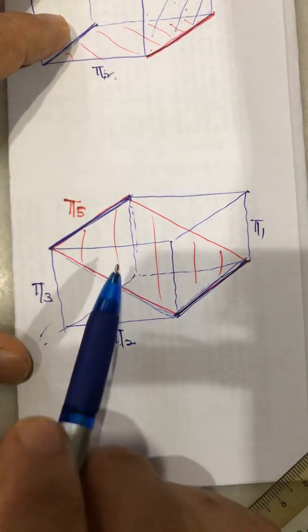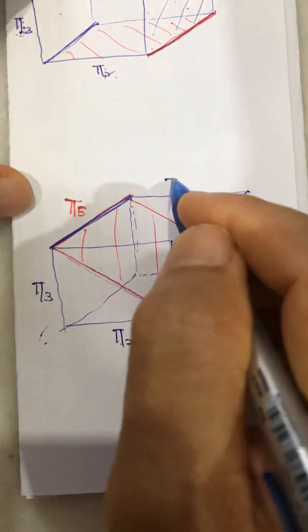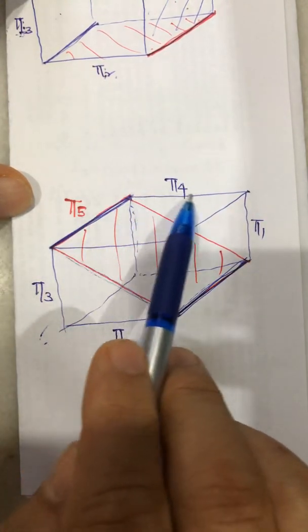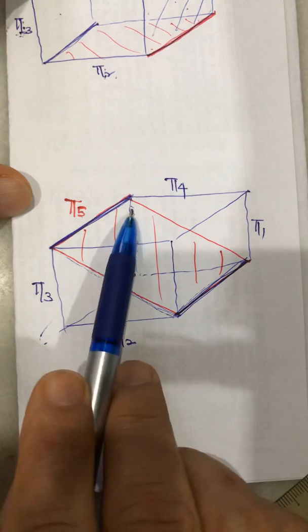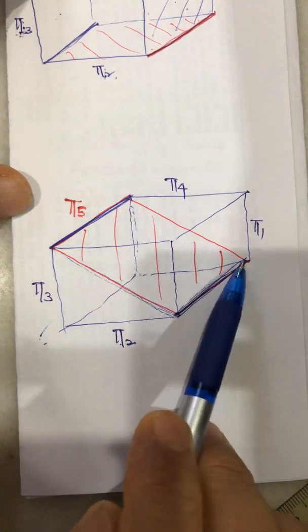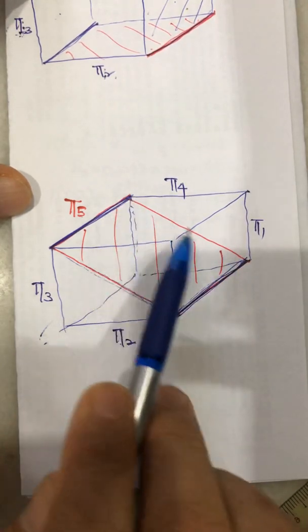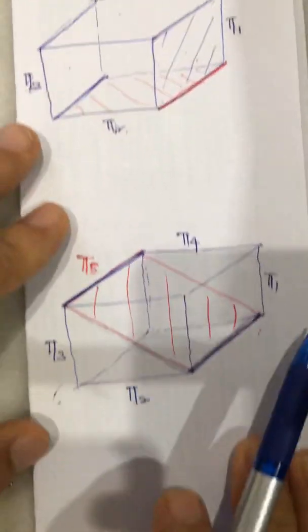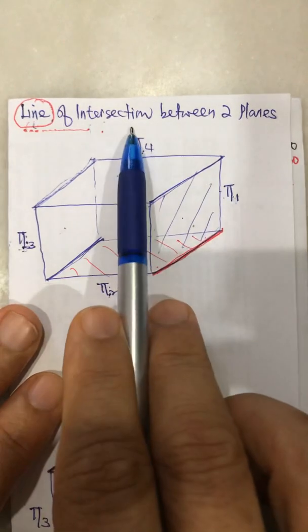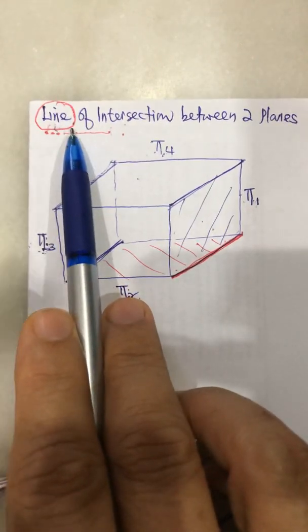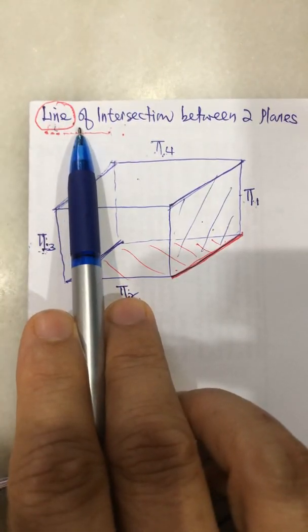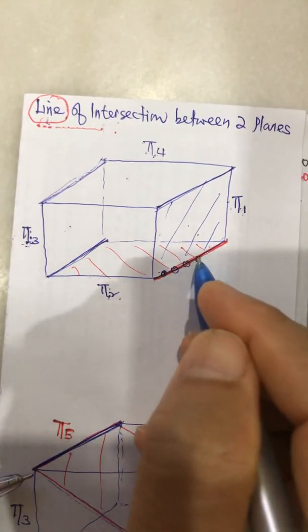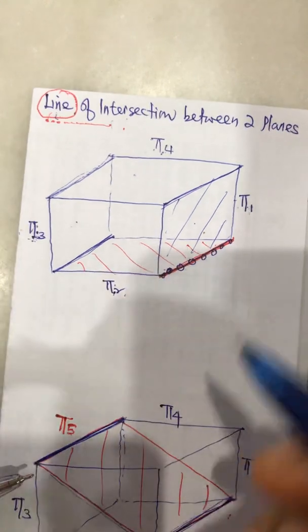So you can see that if this is pi 4, then pi 4 and pi 5, this plane and the red one, intersect here. This is the line where they intersect. So usually when two planes intersect, it is a line, not a point. That means they intersect at many points, billions of points here.